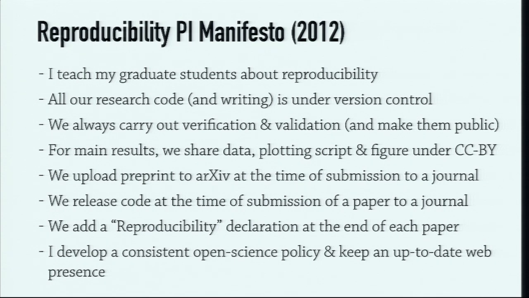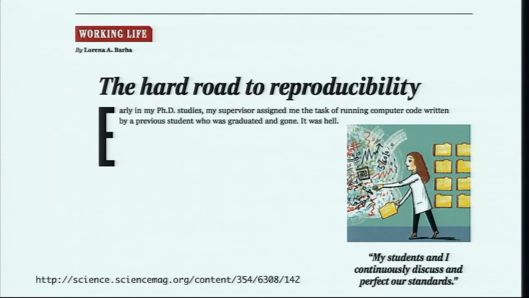We always add a reproducibility statement in the paper saying, well, this paper was done under these conditions of reproducibility, and here's where we shared the different objects that accompany this paper. And also develop a consistent open science policy and keep an up-to-date web presence, because what good is it to say that you're putting all of your research objects somewhere, sharing, if people cannot find them? So it's important to actually be proactive in communicating where you're sharing all of your materials.